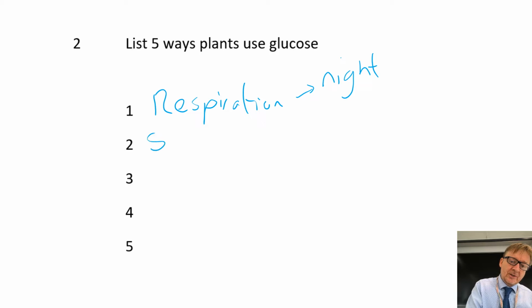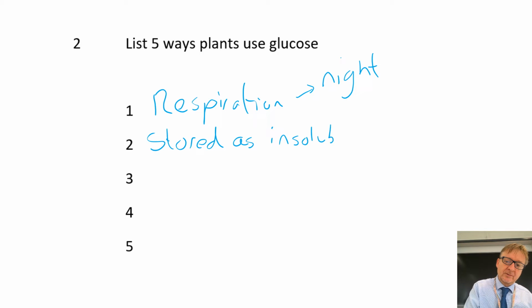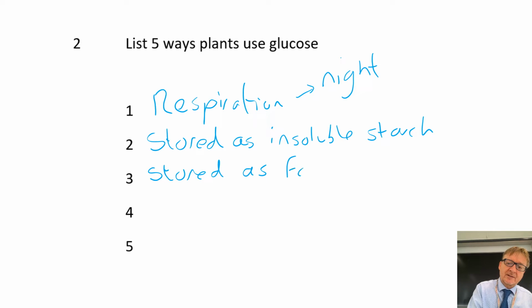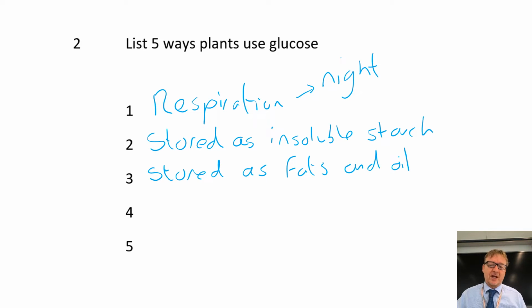Number 2, it is stored as insoluble starch. A potato is mostly starch, or a large percentage of it. It's also stored as fats and oils. So for example, peanuts. Peanuts have large amounts of fats and oils in them.